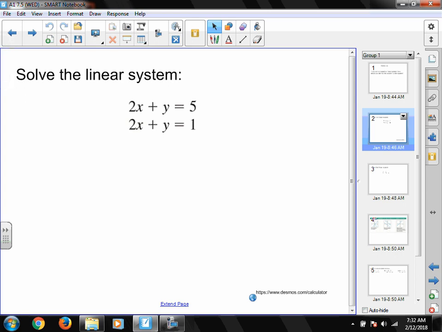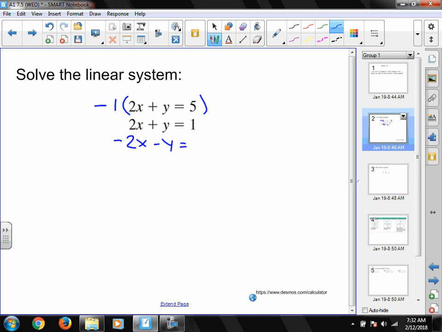So I'm going to use elimination. It doesn't tell me what method I need to use, so I get to pick. If I multiply the top one by -1, I notice that my x's both have 2's, and all I need to do is change the sign. So I get -2x minus y equals -5.